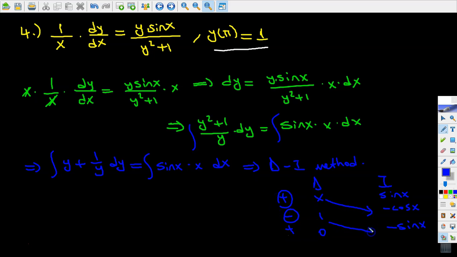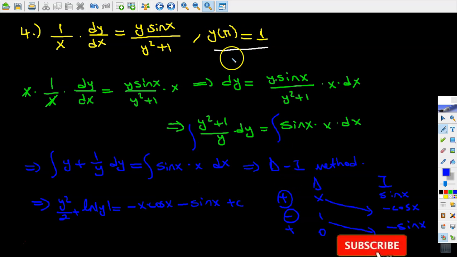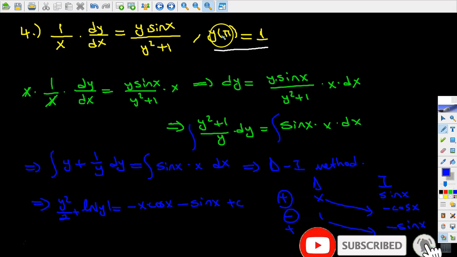So when I take the integral, the left part will be just y squared over 2 plus natural log y equals, and the right part will be negative x times cosine x, minus sine x, plus c. Since this is an initial value problem, now let's use the initial condition. The y is 1, x is pi.